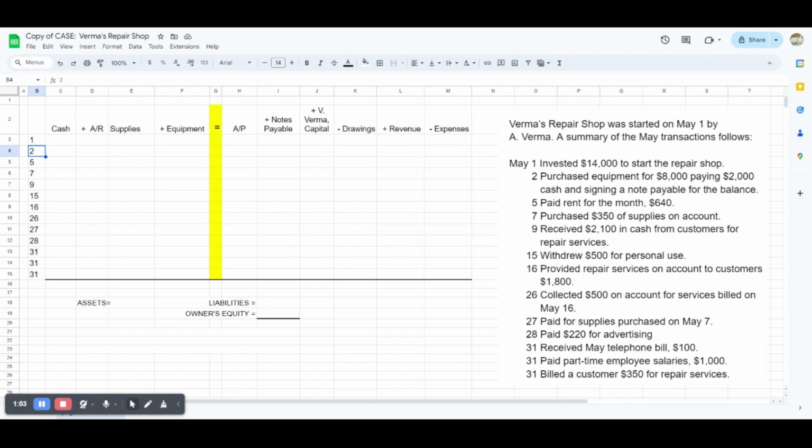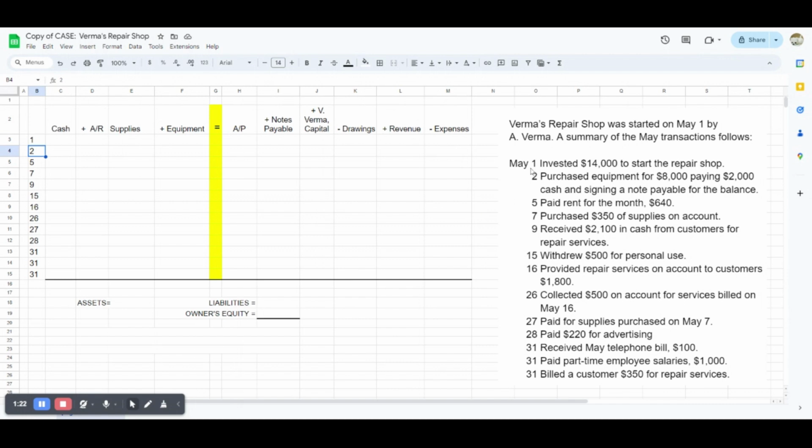Okay, so let's start with this question. Verma's repair shop was started on May 1st by A. Verma. A summary of the May transactions follows. Okay, let's start with May 1st. Invested $14,000 to start the repair shop.